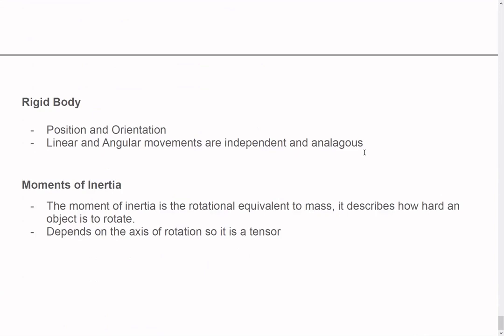Then moments of inertia. This is the rotational equivalent to mass. It describes how hard it is to rotate an object, and it depends on the axis of rotation. Therefore, it can be considered as a tensor.